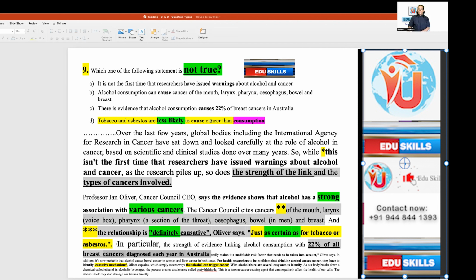Now, here we will not go into the details. This is the answer, as you know. That's why I don't want to get into analyzing the passage. That will take a longer time. And as you know, "tobacco and asbestos are less likely to cause cancer than consumption." Is it correct grammatically? No. Tobacco and asbestos cannot cause more cancer than consumption, right? It should be a condition. So clearly there is a problem.